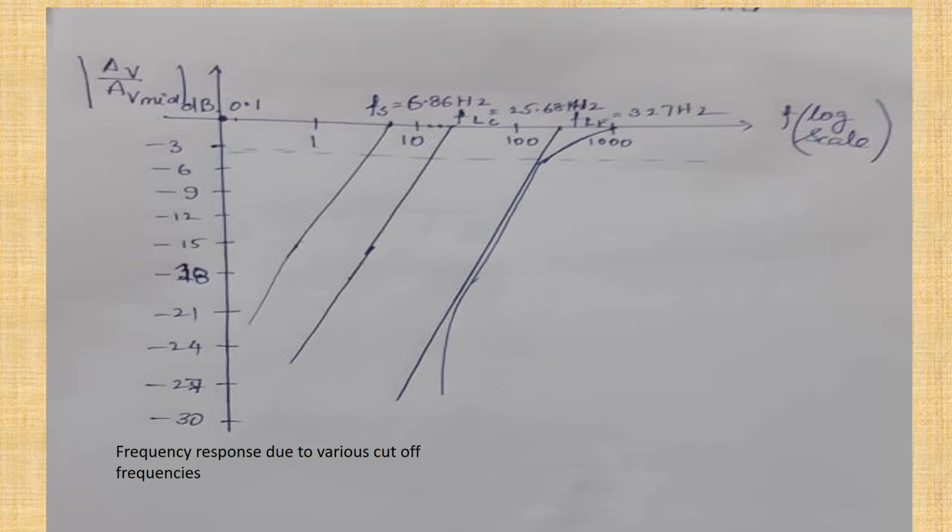So this is our actual required graph, which is an ideal, but in practical case the curve will turn out to be this way. This is your practical curve. This is what is required. So from this you go 3 dB down. So that will give you your mid band gain.